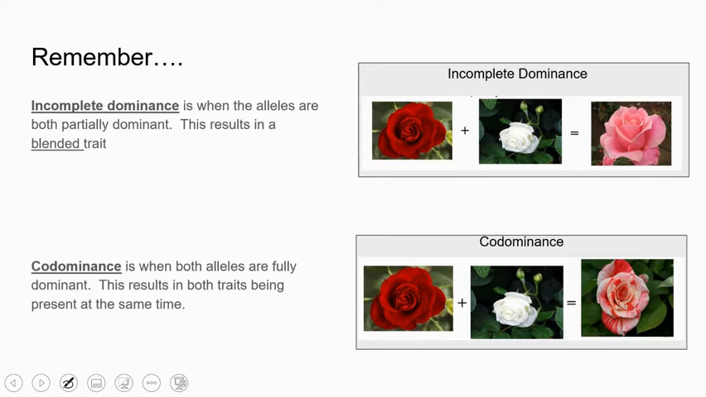Now in codominance, both alleles are fully dominant, and so they're fully expressed, or both are completely visible at the same time. So in the bottom example, you have a red flower and a white flower, and their heterozygous offspring would be red and white striped or spotted. So you can see in that picture that you can see both red and white at the same time. That means they're fully dominant and being fully expressed. Whereas in incomplete dominance, you don't see that. They're blended together. So neither one is totally dominant. So you get a blended trait.